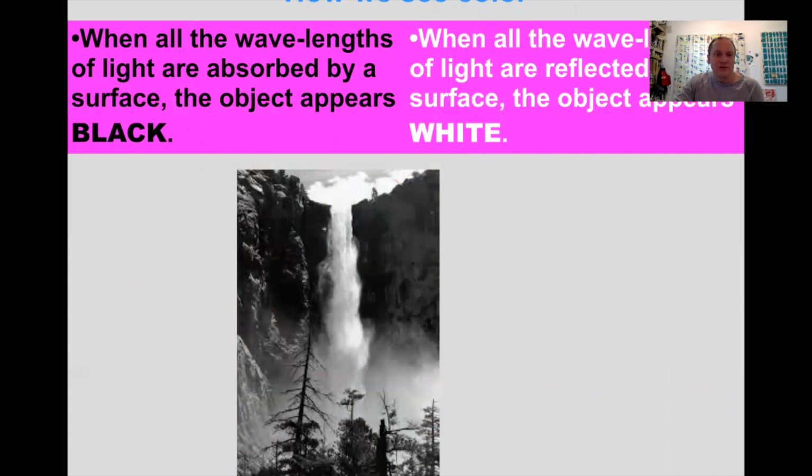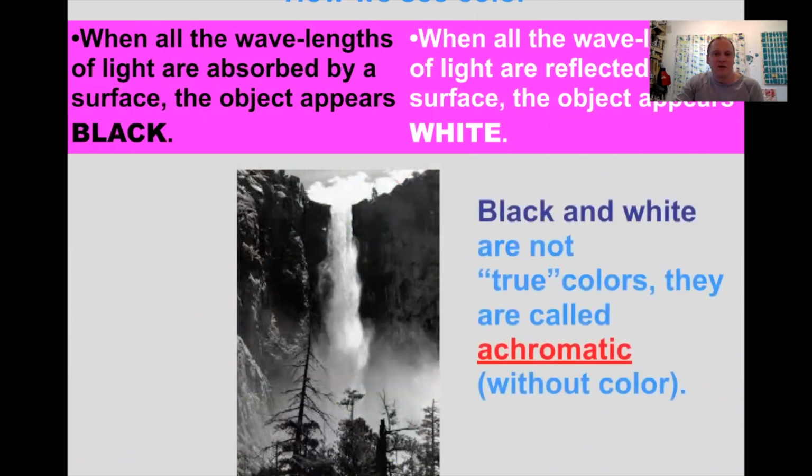When everything is absorbed, we see black. When nothing is absorbed, we see white. And technically, black and white are called achromatic. So they're not true colors. They're not hues. They're achromatic, or without color.